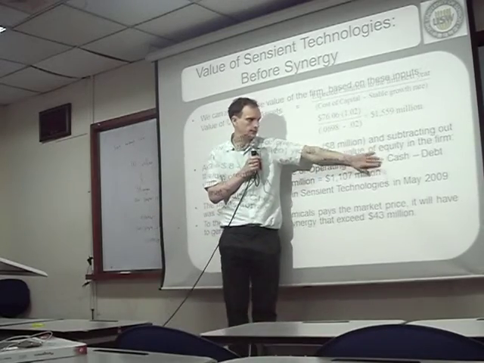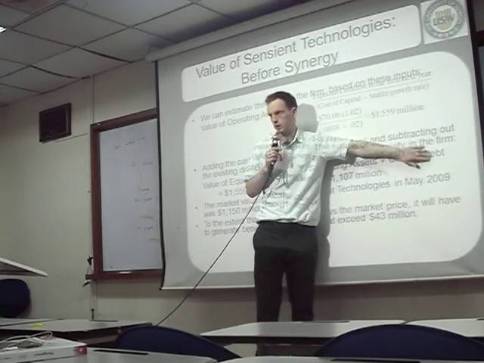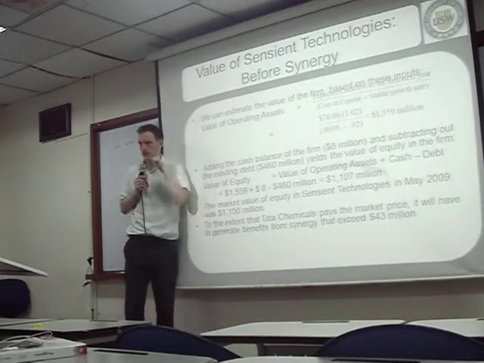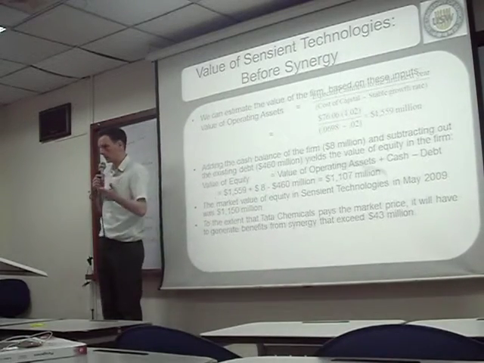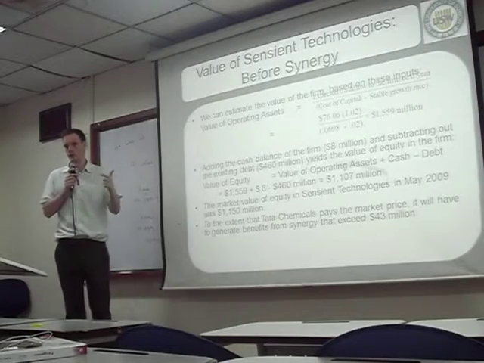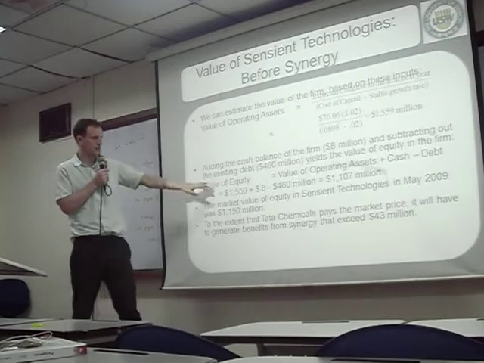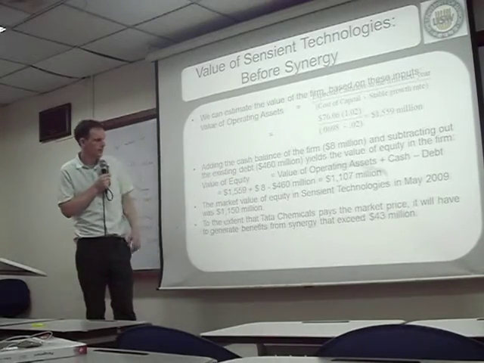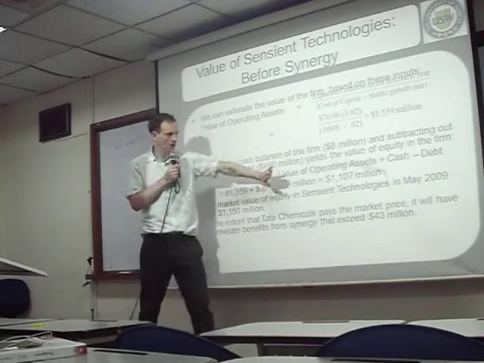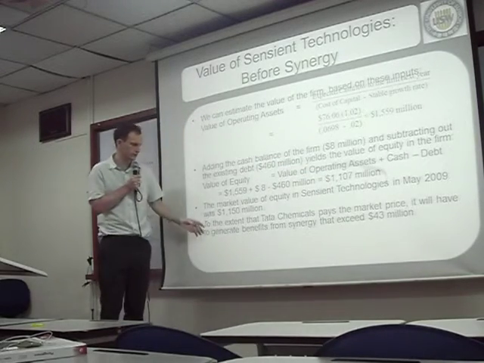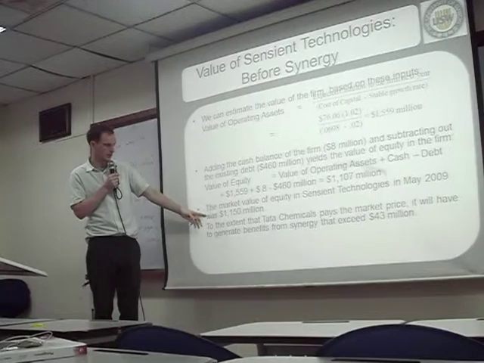If we want, we can add in cash, okay? And then we have to take away debt, right? So equity equals assets minus debt, if we look at the balance sheet, okay? Assets equals equity plus debt, okay? Equity equals assets minus debt. So that gives us our estimate of the equity value, and then we compare this to the market value, okay?